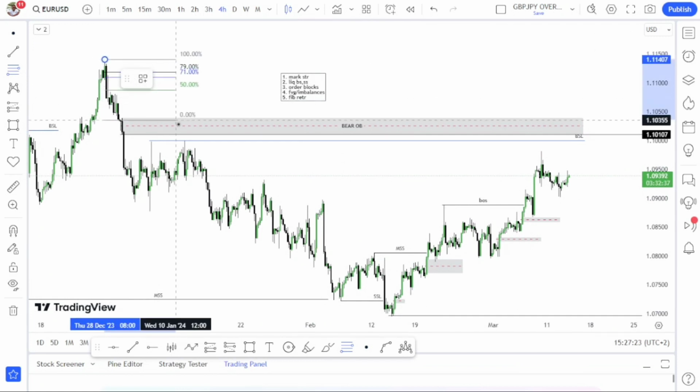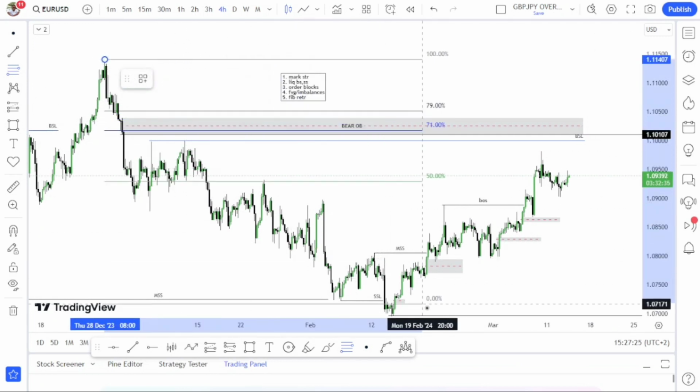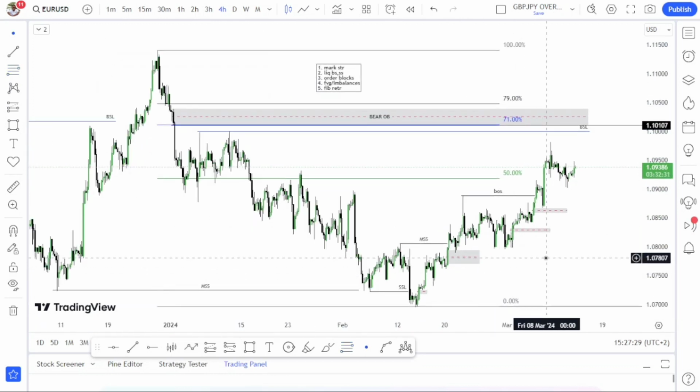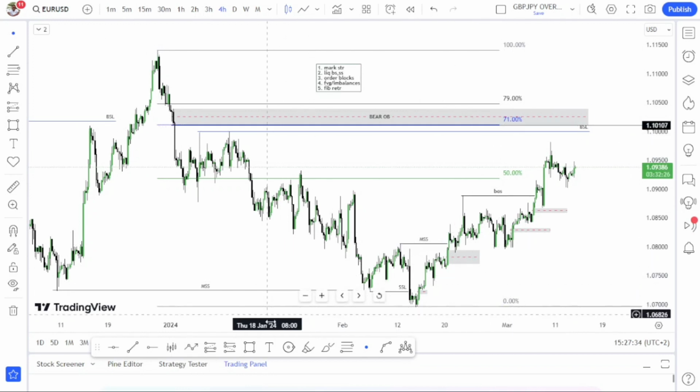I'm going to be drawing this from the 100% to my current low and enter exactly on the 71%. So I'm going to enter exactly at the 71%.